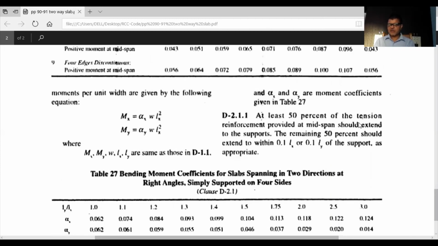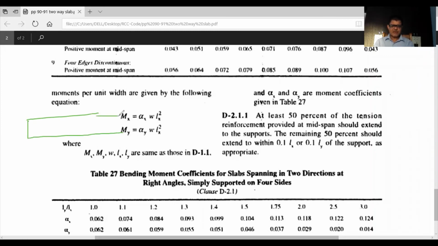Let us discuss D 2.1.1. At least 50% of the tension reinforcement provided at midspan should extend to the supports. So you have to extend the 50%. You can bend up 50% of the bars near the support. The remaining 50% should extend to within 0.1 Lx or 0.1 Ly of supports as appropriate. So at a distance of 0.15 at the discontinuous edge, you can bend the bars, and the remaining bars you can take to the support. So it is like this, if it is a simply supported slab like this.